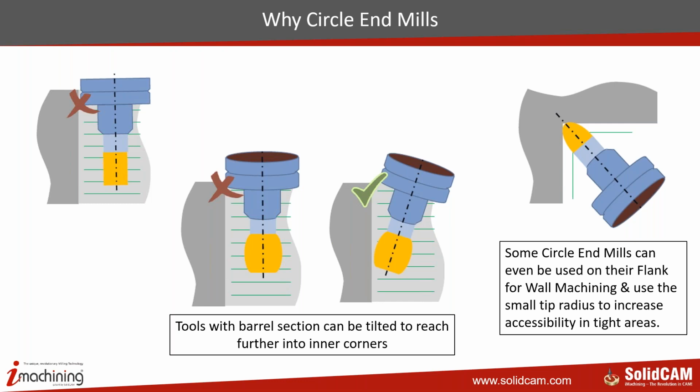The oval form, like I said, has two tip radiuses, the large and the small. You can use the small radius like a taper ball nose and go into areas where the corners have very small radiuses. So it can have a dual purpose.